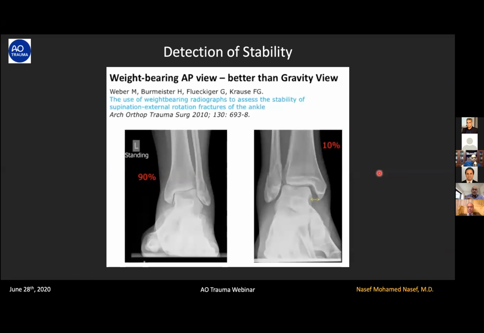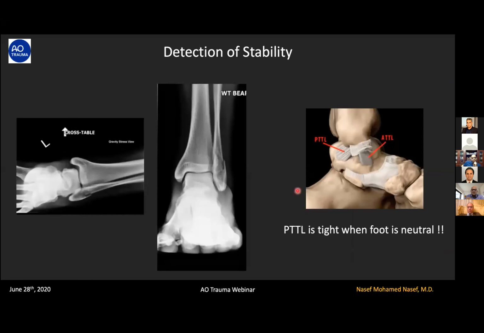if the patient can weight bear, is better than the gravity view, and this is because of this simple idea. In the gravity stress view, the ankle is plantar flexed by definition because you're getting it to be along the gravity. In this position, you see, this was a gravity stress and this was a weight bearing. So the unstable became stable. But that is the paradox. This is because the posterior tibio-talar ligament, which is the strongest of the deltoid, is the tightest when the foot is in neutral. So when the patient is standing on it, meaning if the patient is weight bearing, if the talus shifts, then you definitely know you have an unstable type 4B, which is a difference.